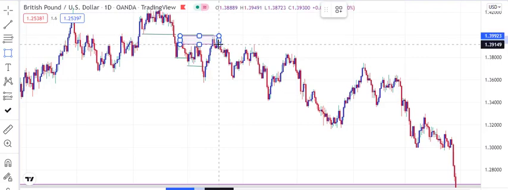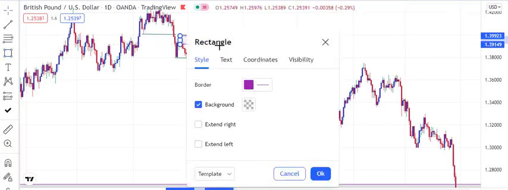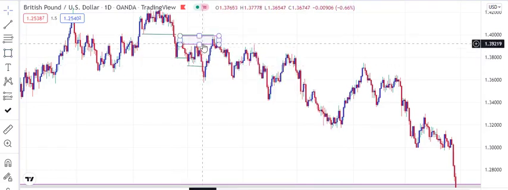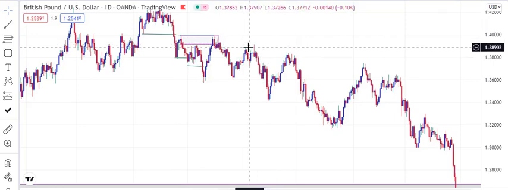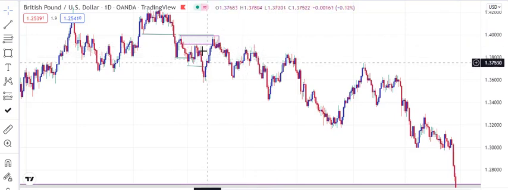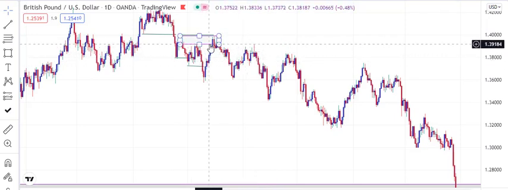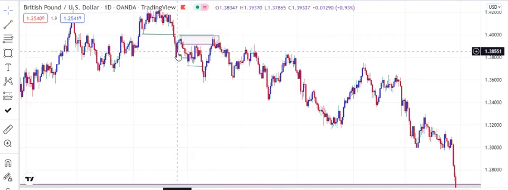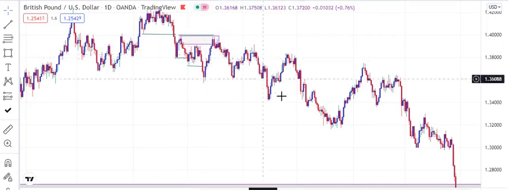So you mark it out. That's your order block, guys. Can you see that? That's your order block. Now as you can see, smart money brought price up to close their buy position here before they push price down.